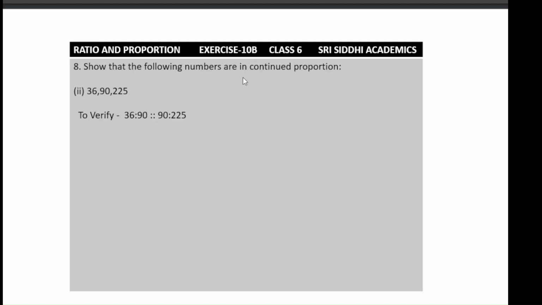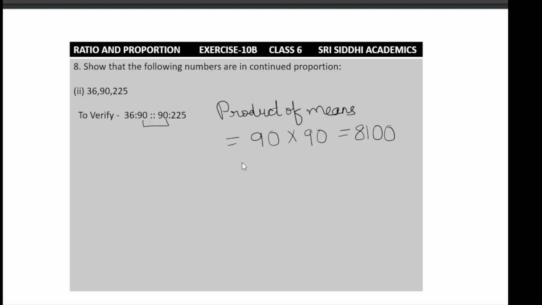What is the next question here? Again the same thing, show that the following numbers are in continued proportion. The middle number is 90, so 90 is the means in this particular proportion, right? So we will find the product of means here. Product of means will be 90 multiplied by 90. Let's do that. 9 9s are 81 and then it will get followed by 2 zeros. This is 8100.